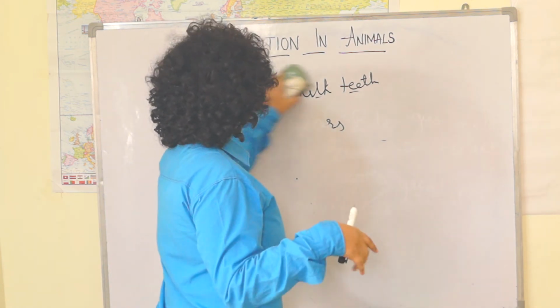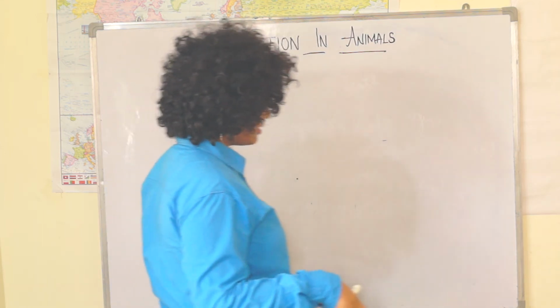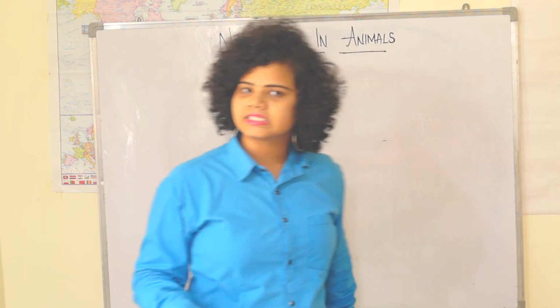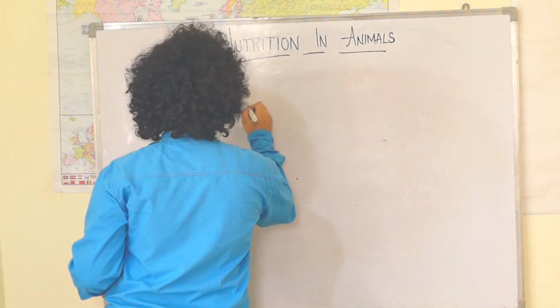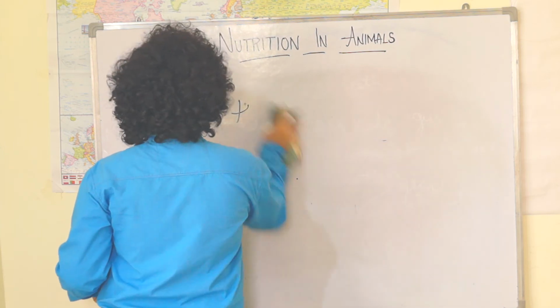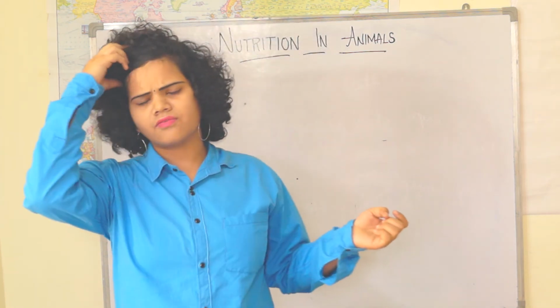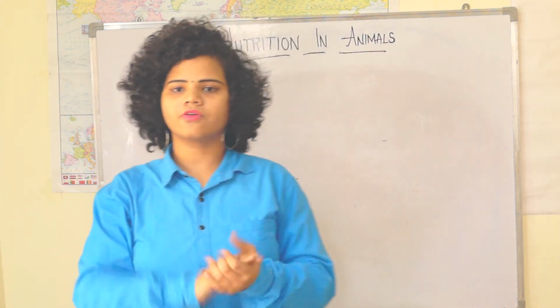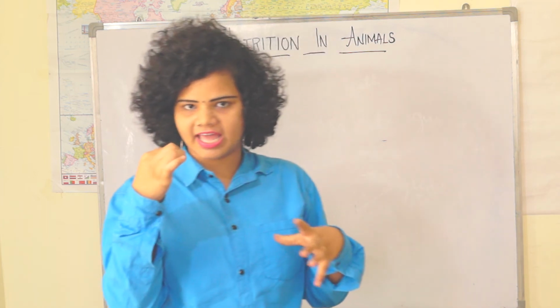And now let's go for the next one, which is the tooth decay process. So we know the teeth. The tooth decay process is like this: if you don't brush your teeth, or if you don't clean your mouth, what happens is the leftover food stays in the teeth.